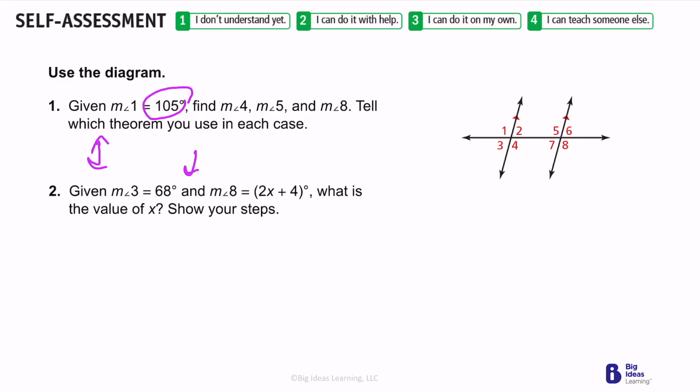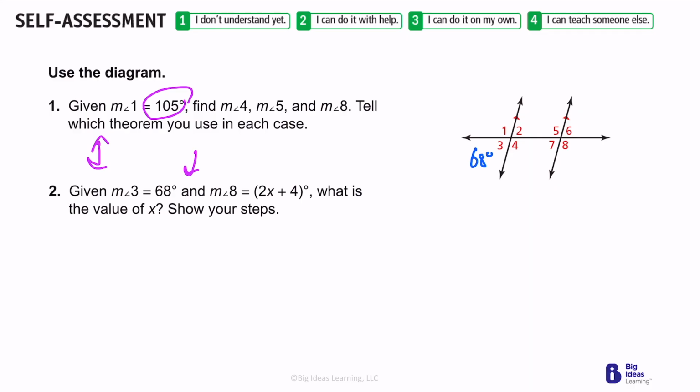So it's super easy. If 1 is 105, that means 4 is 105, 5 is 105, and 8 is 105 because of the lightning bolt pattern, or the zigzag pattern. Boom, boom, boom, lightning bolt. So now, if that side's 105, angle 3 is 180 minus 105. So that would be 75 degrees. Lightning bolt there too. So 75, 75, 75.